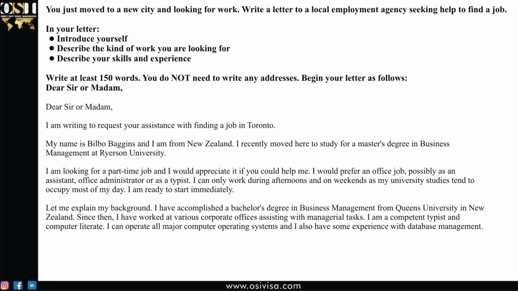But grammatical range and accuracy are exactly as important over here as they were in writing task 2. Now it says, let me explain my background. It is a simple, short sentence. It gives an idea to the examiner as to what to expect in this paragraph.